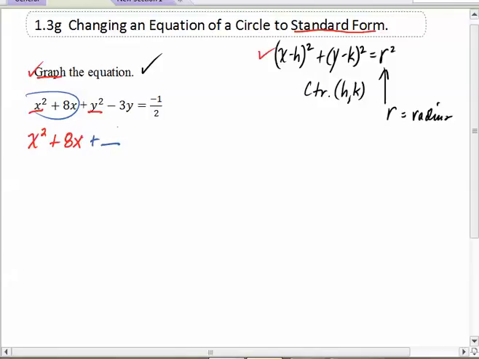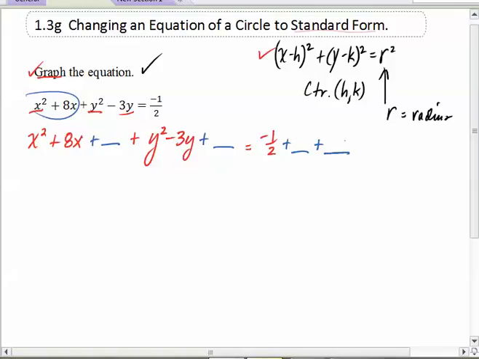Then I'm going to gather my y terms. So there's minus 3y. And now I'm going to have a spot for the third term there. And then I'm going to say that that's equal to negative a half. Now, if I'm going to add something to the left, I'm going to have to add it to the right. So there are the blue blanks that I'm adding to the right, in the same way I'm adding them to the left.